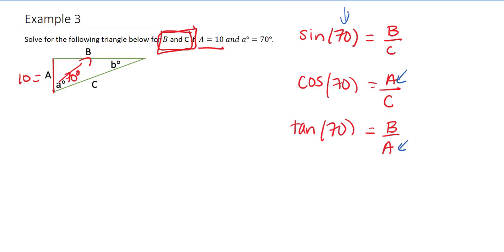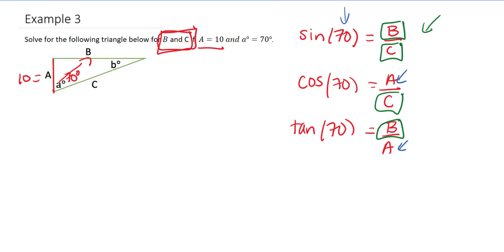Now let's look for what we need to find. We'll circle it. So we need to solve for B, and we also need to solve for C. So these are what we don't know. If we look at the first one, you notice we have two unknowns, because B and C we don't know. So that one wouldn't be a good option to use.